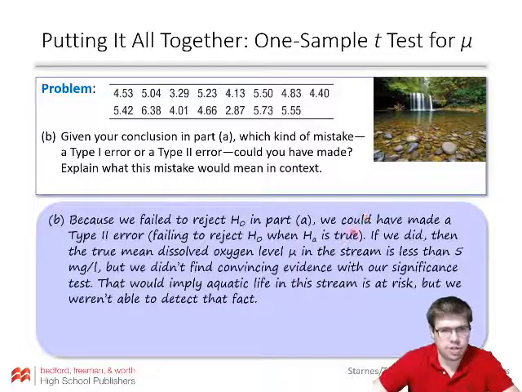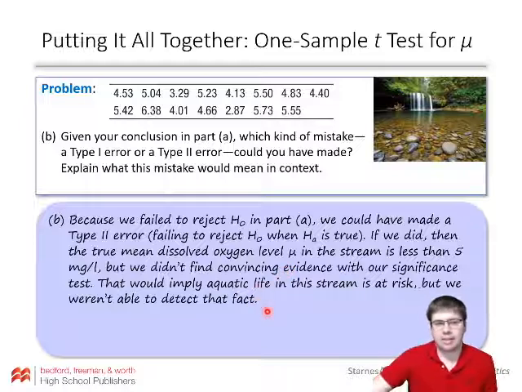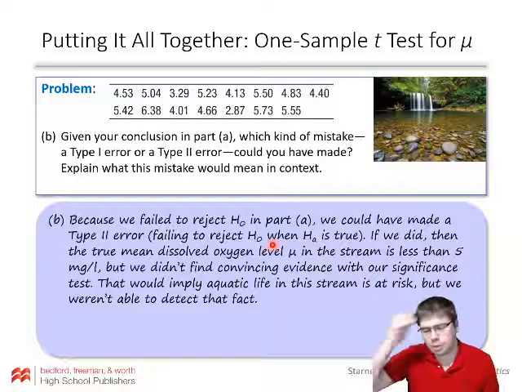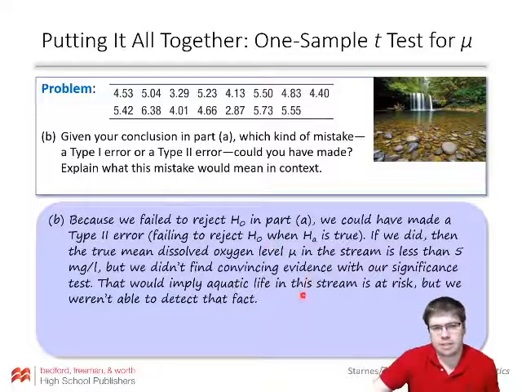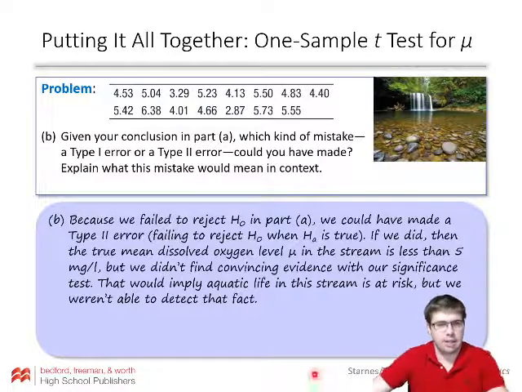So because we failed to reject, we could have made a type 2 error, failing to reject when the alternative hypothesis is true. If we did, then the true mean dissolved oxygen level in the stream is less than 5 milligrams, but we didn't find convincing evidence with our significance test. So that means the stream might be at risk, but we aren't able to detect that. We don't prove the null hypothesis is true, but we didn't find evidence, and so maybe we won't make any changes, and a lot of times our actions go on accepting the null hypothesis, even though that may not be the case.